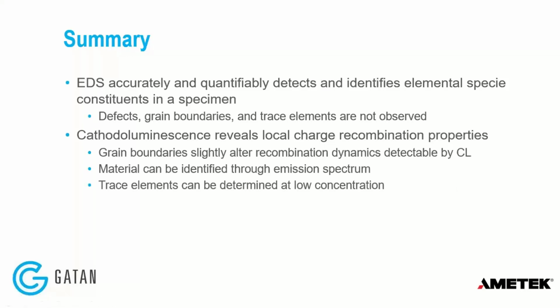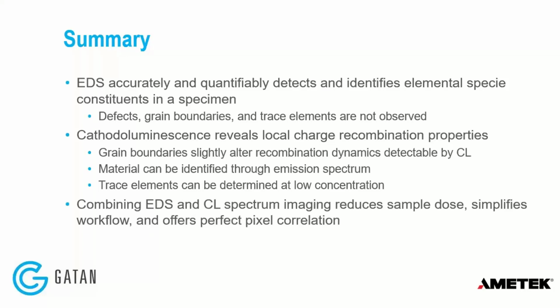And trace elements can be determined at ultra low concentrations, much lower than what is detectable using EDS. Combining these two techniques, EDS and cathodoluminescence spectral imaging, can reduce sample dosage, simplify the workflow, and offer perfect pixel correlation, and therefore is a very strong technique for identifying complex zonation patterns in crystallization sequences in things like these calcium aluminum inclusions, which have had a significant and protracted history in the early solar system.